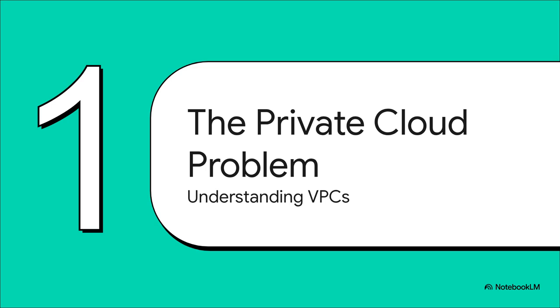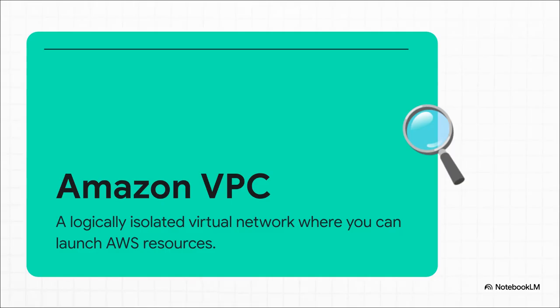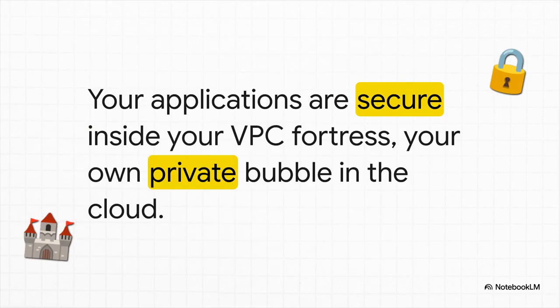And this whole story starts with the foundation of your private network in AWS, the VPC. Right, the Amazon Virtual Private Cloud, or VPC. The easiest way to think about this is as your own private fortress in the cloud. It's a completely isolated slice of the AWS network where you and only you make all the rules. And inside the walls of that fortress, everything's supposed to be safe and sound. Your applications, your databases, you set up all your security groups and network ACLs to keep them protected from the outside world. It's your secure bubble.